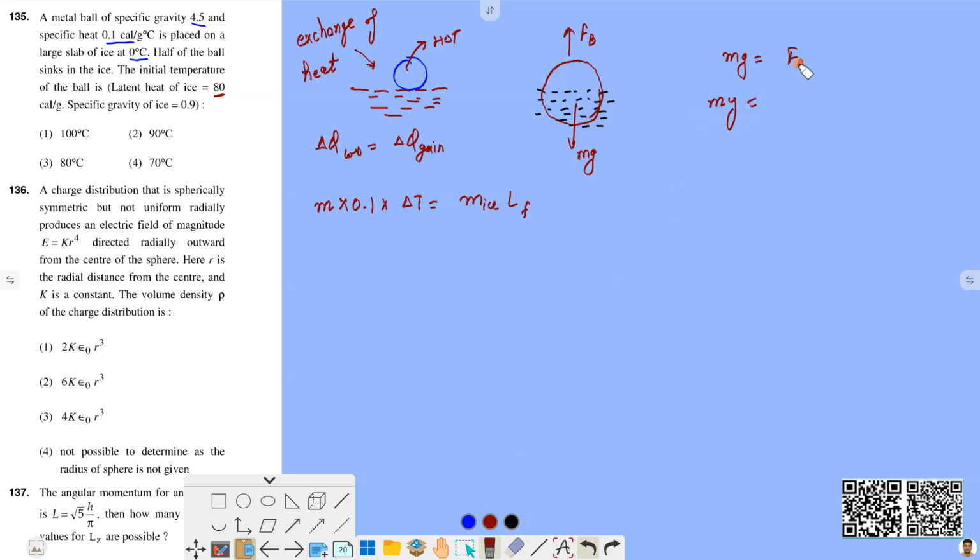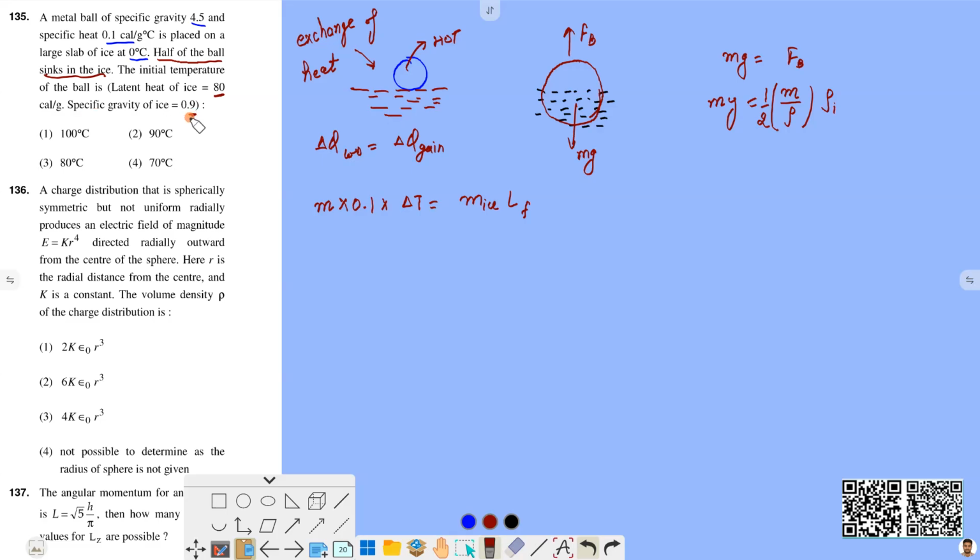Now coming to the buoyant force, that buoyant force will be equal to the volume inside the liquid. Now volume inside liquid is half of the ball. As half of the ball sinks inside the liquid or ice, it means half of the volume is inside the water. So we can say that volume can be written as mass of the ball by density of the ball, and as half of the volume is there, so half of m by rho, into density of, here we will have density of water, but actually only density of ice is given here, I think.